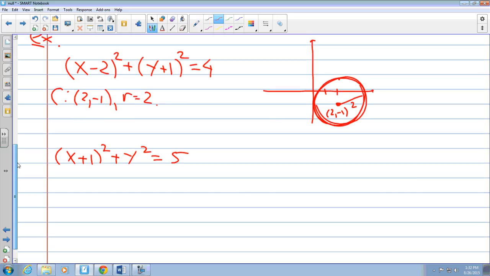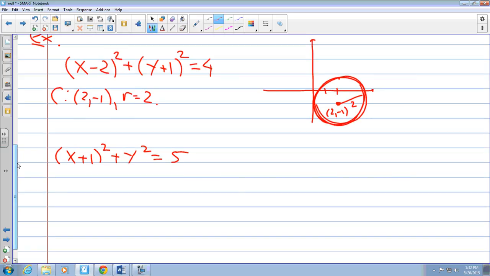How about that? Is that a circle? Yeah, it is a circle. What is the center? -1, 0. What is the radius? Square root of 5. It will be a lot harder for me to draw that circle because of the funky radius, right? But at least I know it's a circle. It satisfies the formula. So the center is (-1, 0). Radius is square root of 5. Is that okay?